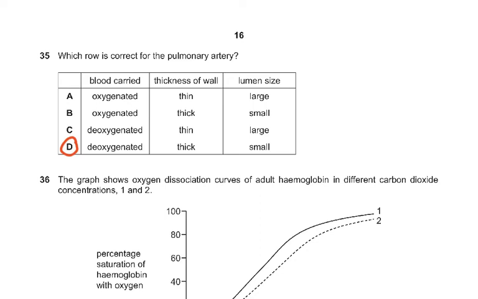Now pulmonary artery, as you remember, is the one which is carrying the deoxygenated blood to the lungs. So you're only narrowed down to C or D. Deoxygenated, thickness of the wall, artery, so thick, lumen size small. It's an artery. Just because it's carrying deoxygenated blood doesn't mean that the artery will become a vein. This is a misconception. An artery is an artery and a vein is a vein. So the wall has to be thick and the lumen size has to be small.